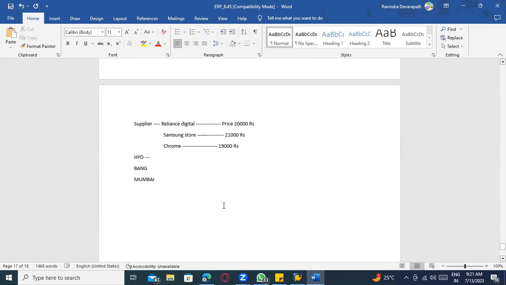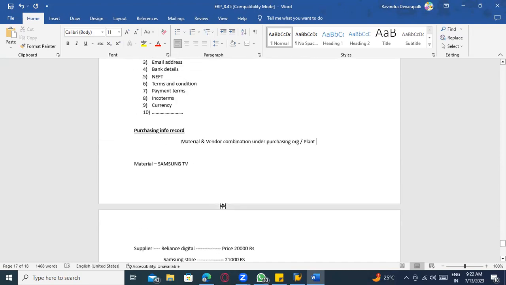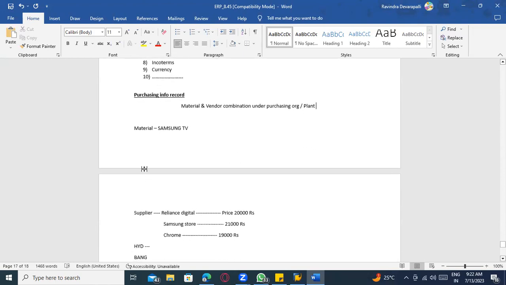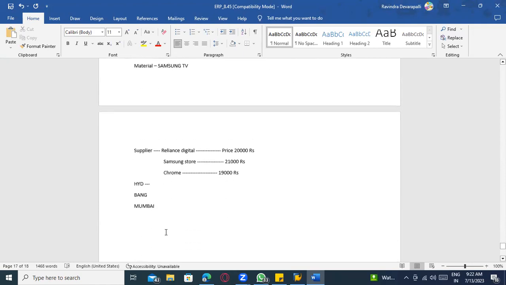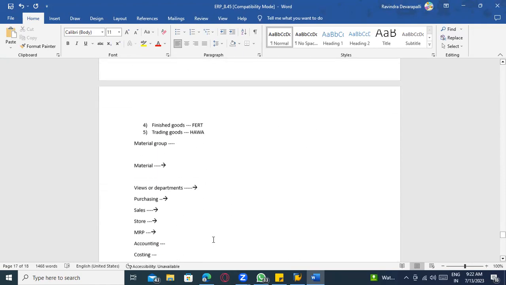Clear? Is that clear? Yes. Okay, so for each material, with the permutations and combinations between the suppliers, we are maintaining an info record. Okay? Yes. Okay, this is the purchasing info record.